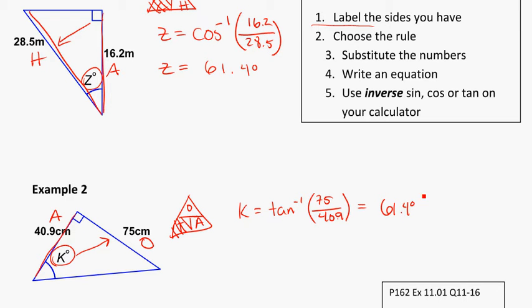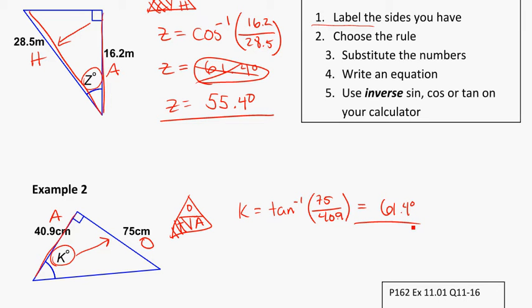Which makes me notice something, that I accidentally wrote down the wrong answer up here. Sorry to leave you hanging on that one. That was the answer for the next one. Cosine inverse of 16.2 over 28.5 should be 55.4 degrees. So sorry about that mix-up.